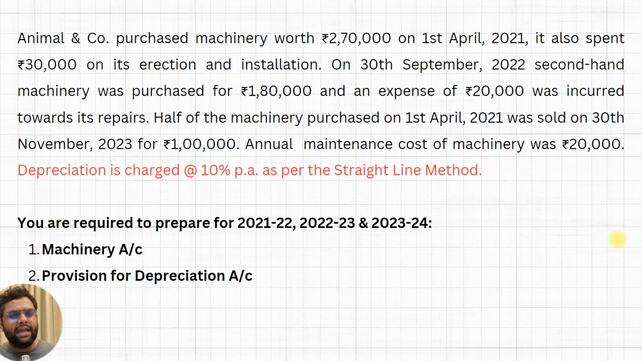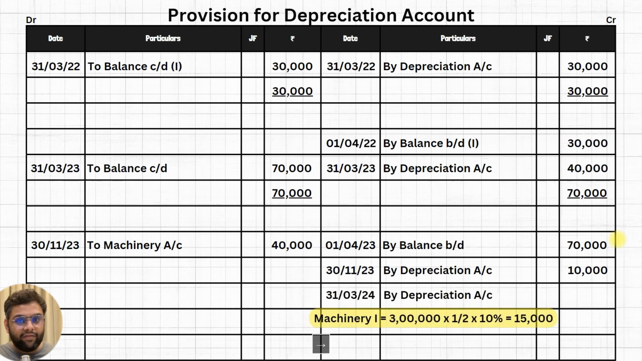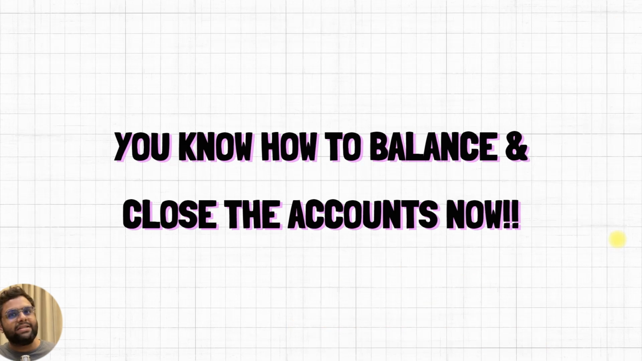Let's move on to the last thing, depreciation at the year end. Again, we go to PFD account on 31st March 24 on the last day of the year. You will write by depreciation account, and what will be the amount? On machinery 1, 3 lakh into half into 10%. कंफ्यूज मत होना, ये वो half नहीं है जो आपने sell कर दिया, ये वो half है जो अभी भी business में है. Plus machinery 2 का 2 lakh into 10%, 20,000. So the total 20 plus 15, 35 becomes your annual depreciation. Everything done? Now let's close both the accounts.